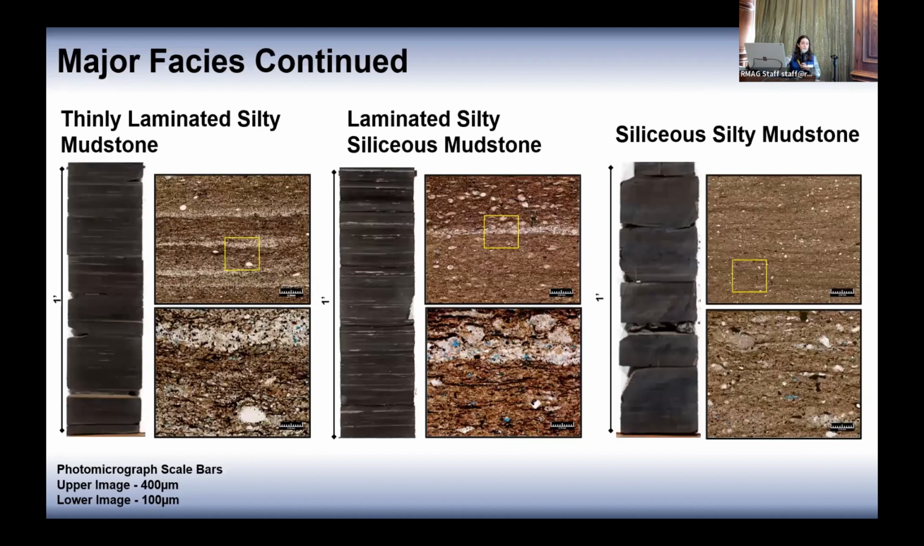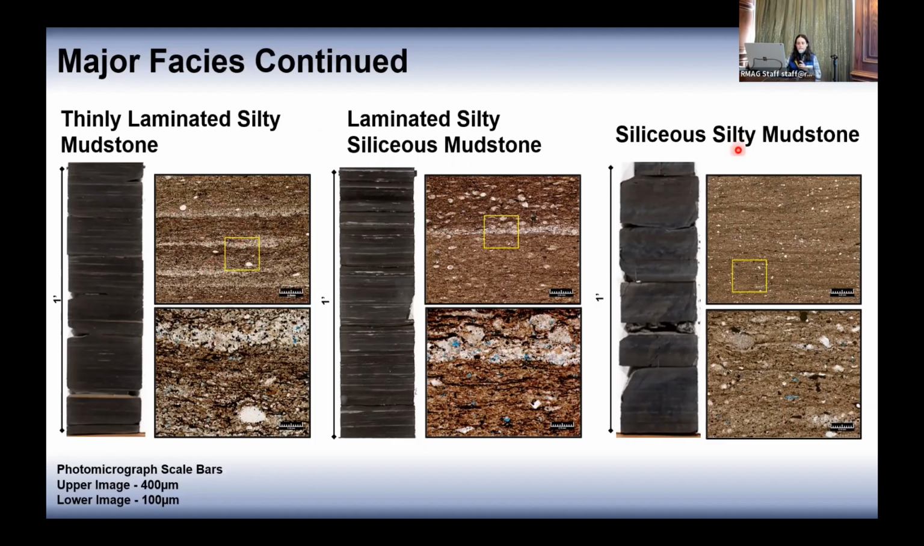Then I define a thinly laminated silty mudstone. This is most prevalent in the lower portion of the Mowry. And you can see here, the silt grains themselves are a lot smaller than the facies I just showed you before. And you can see the scale of these thin laminations. This scale bar right here is 400 microns. So it's very thin bedding compared to what you just saw.